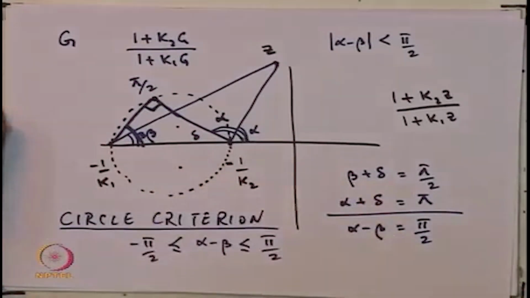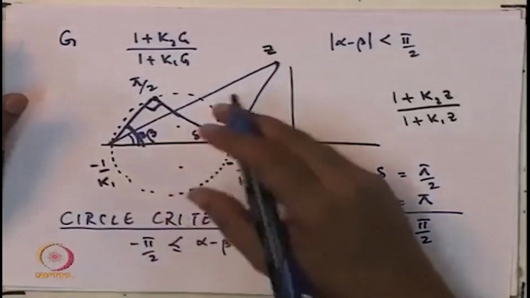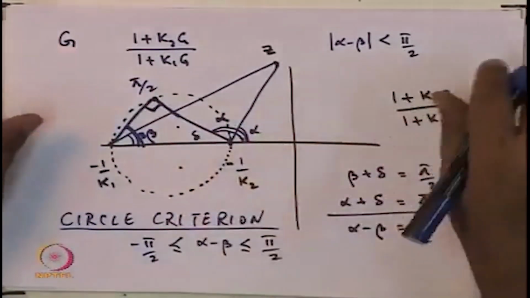Okay. Now, this sort of throws up a lot of very interesting things which one would like to talk about. So, I will talk about the various kinds of interpretation that you can get with the circle criterion in my next lecture.